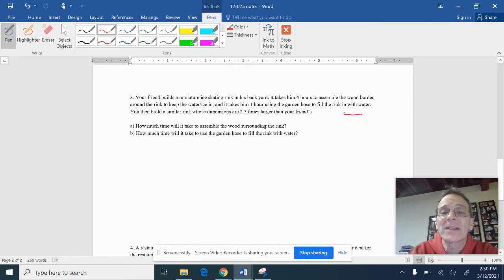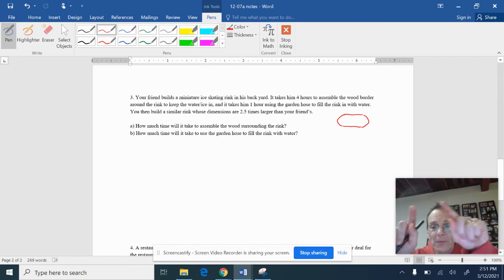Well, it's not a nice rectangle. It's not a nice anything. It's a rectangle with these circular ends to it. Okay, 4 hours to frame it with the wood. And then it takes him 1 hour using the garden hose to fill this in with water and freeze it.